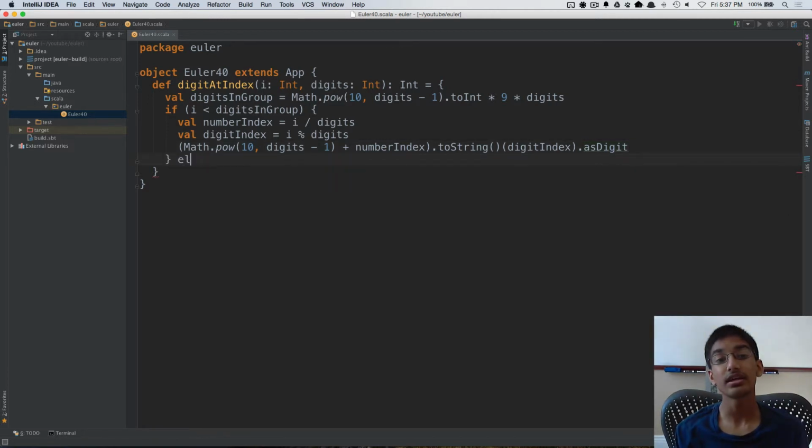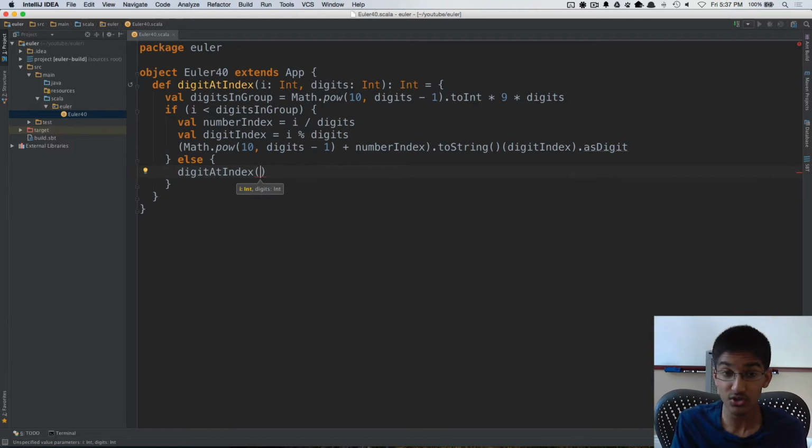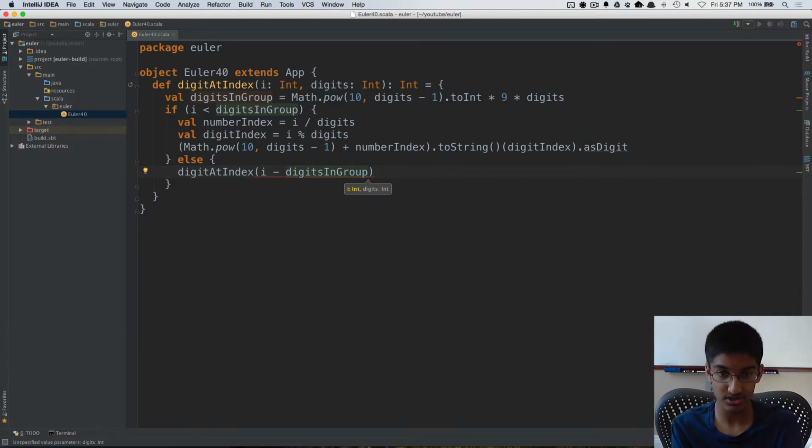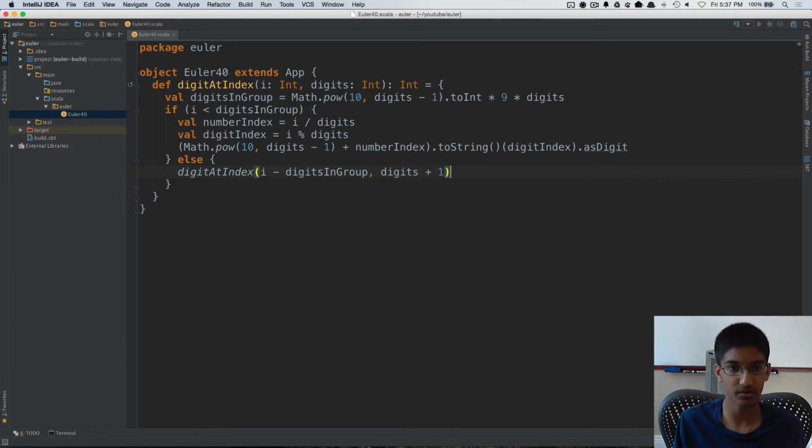Now let's say I is not less than digits in group. Well, then we simply recurse. We're going to do digit at index. We're going to cancel out this group. So to do that, we just subtract the digits in the group. So we're going to the next group, so we just knock out the digits that we can skip. And we increment the number of digits, because now we're looking at the next group.